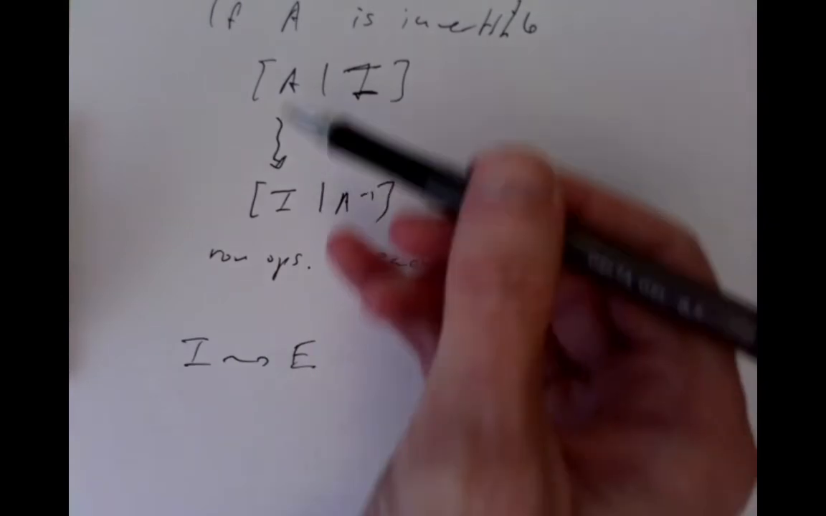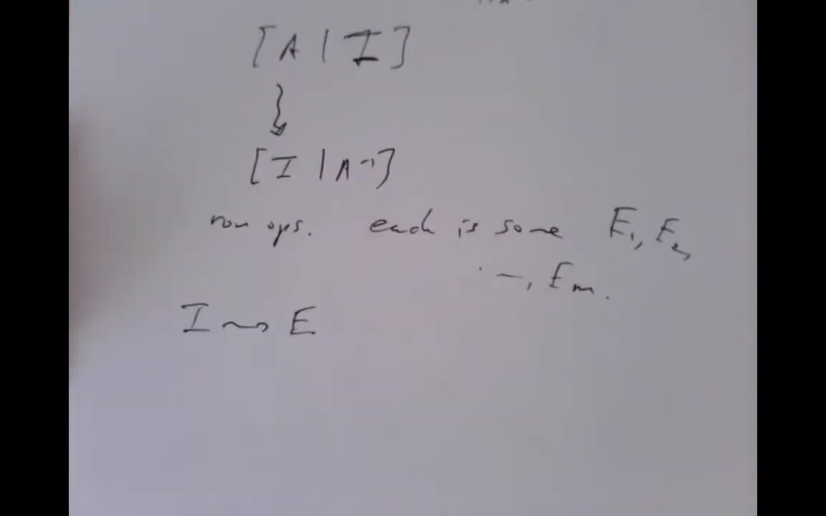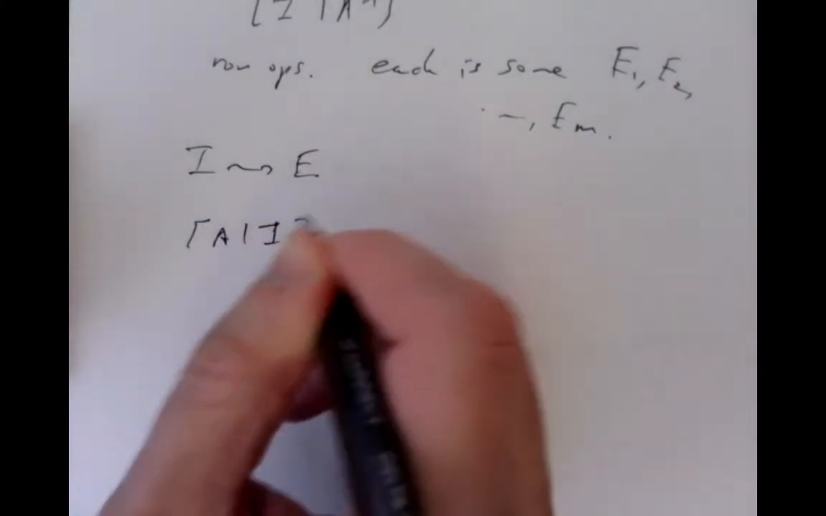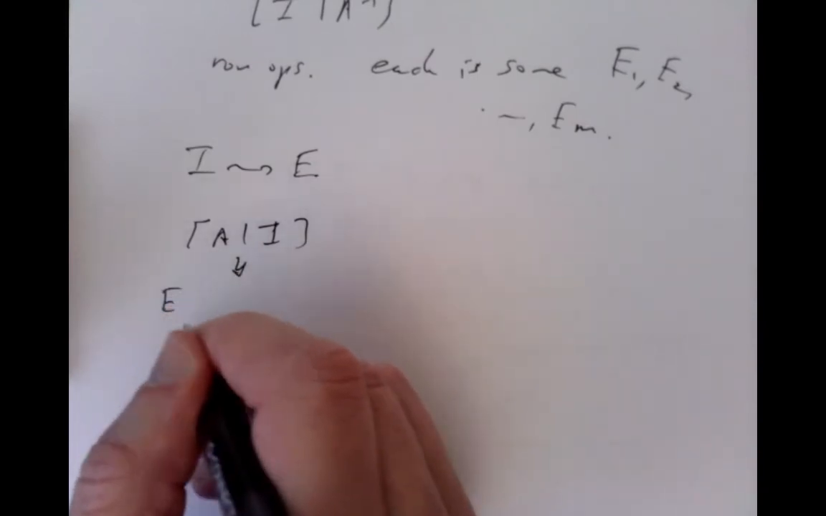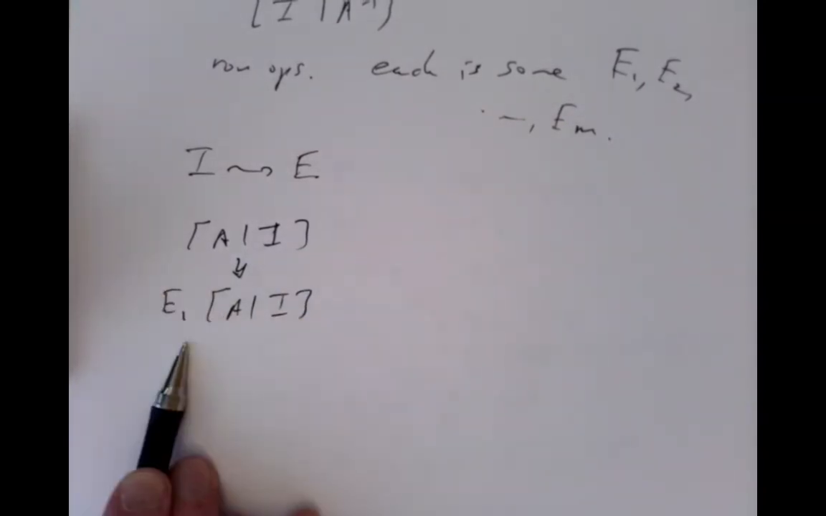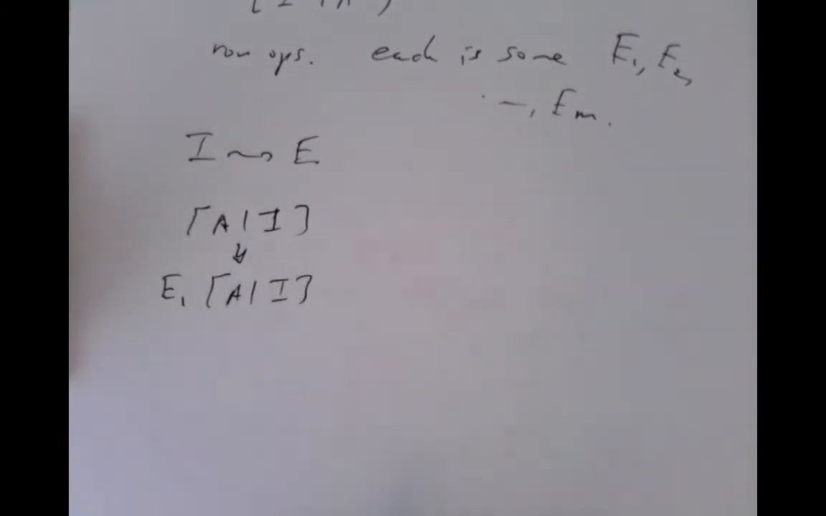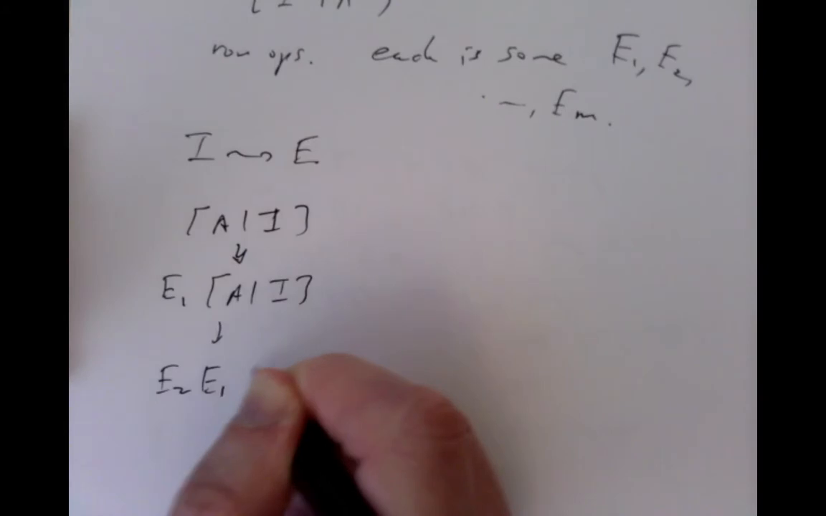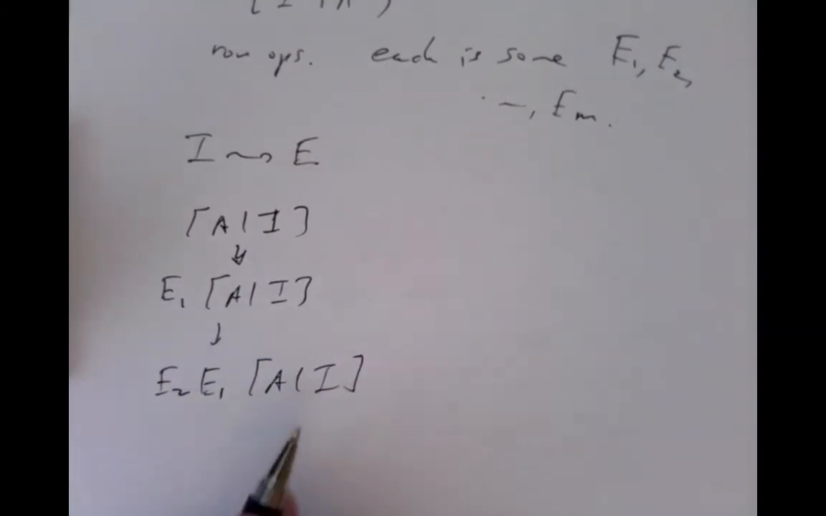But what we must have done then is to take this original matrix and multiply it each time by one of these E's. So we started with this matrix A and the identity, and then the next step in the elimination process was to multiply by some matrix E1, given by carrying out the first elementary row operation on the identity. It carries out that operation on this guy. The next step is you multiply by some E2 matrix given by the next row operation applied to the identity, and so on and so forth.